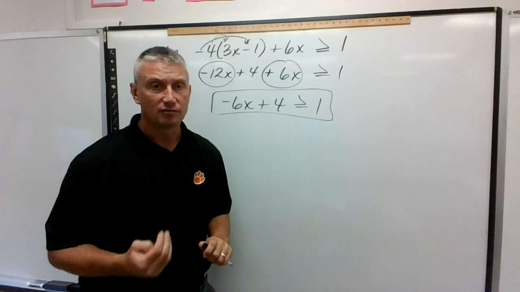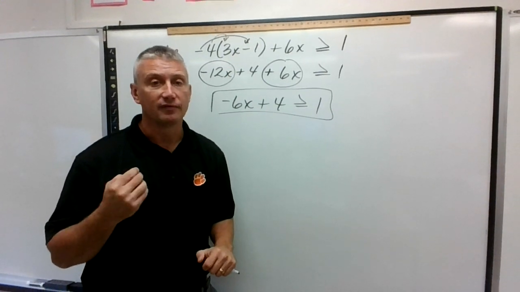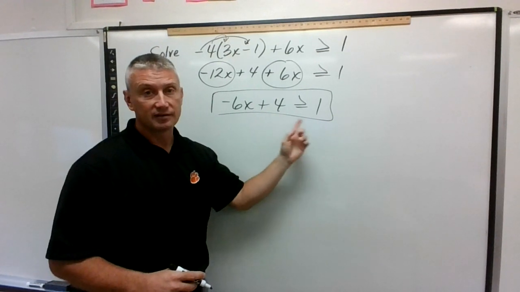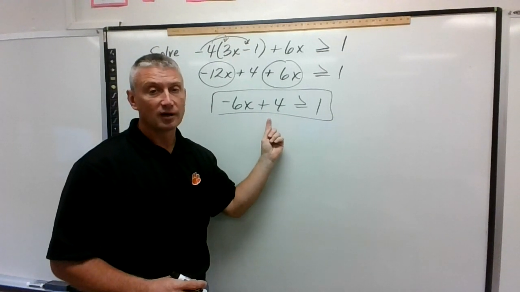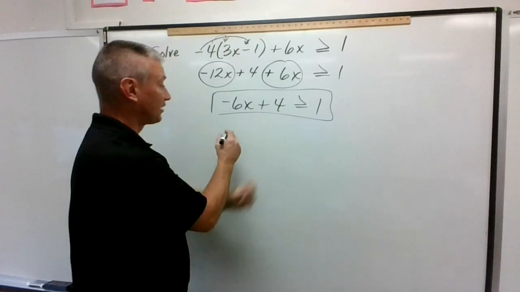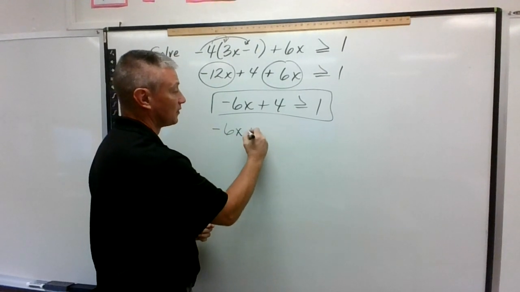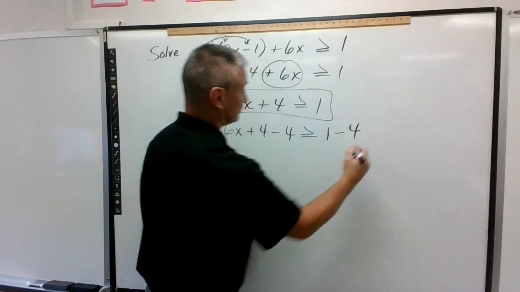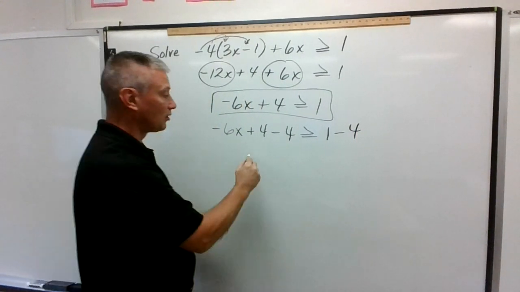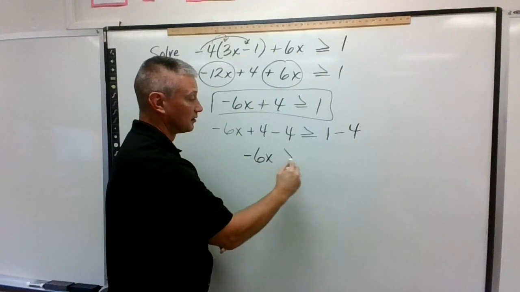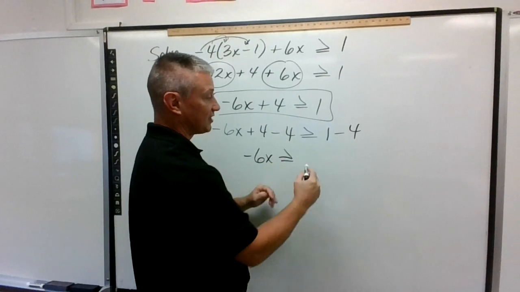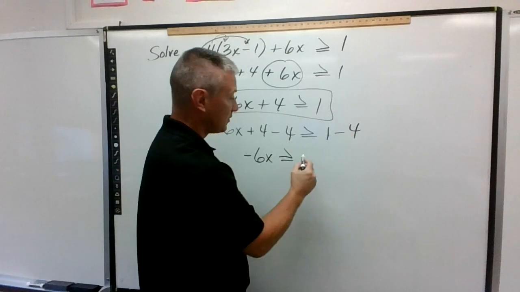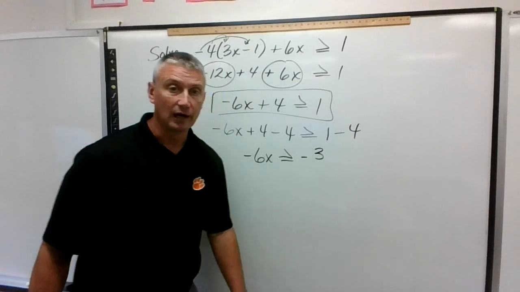So we have to start doing the properties of equality. To do the properties of equality, we're going to get these two constants together. So in order to get rid of positive 4, we have to subtract 4 from both sides. So we're going to take 4 away from both sides. So over here, we'll only have a negative 6x. And we keep the symbol the same for right now. And 1 minus 4, or positive 1 and negative 4, means we'll have negative 3 over there.